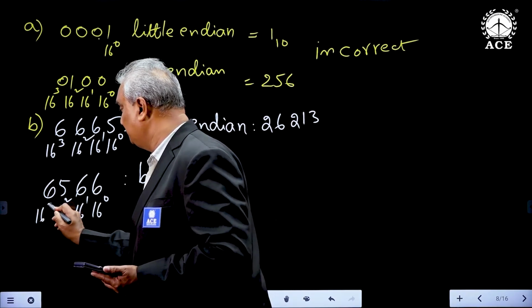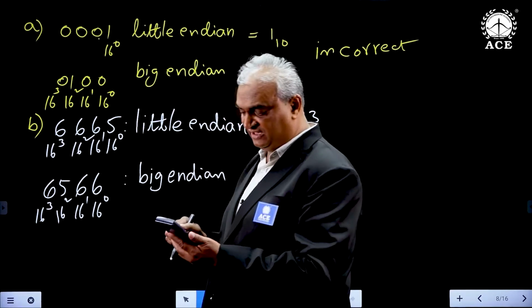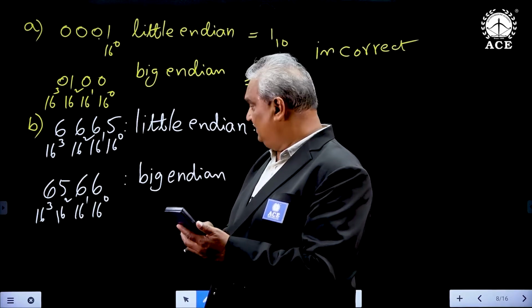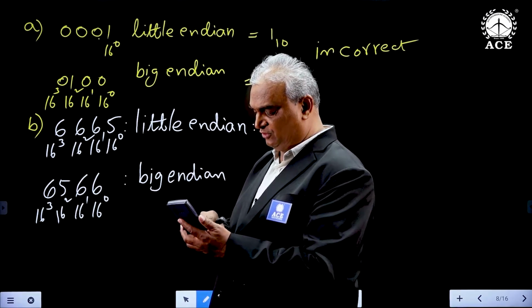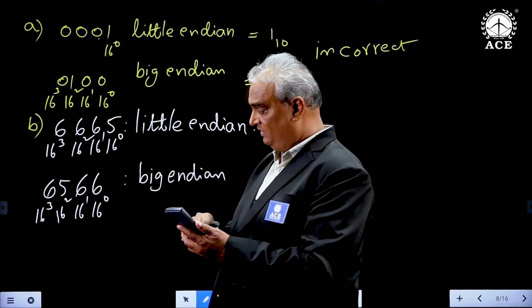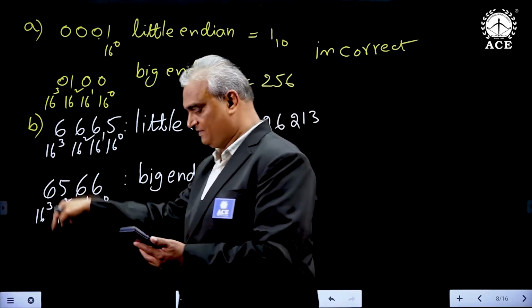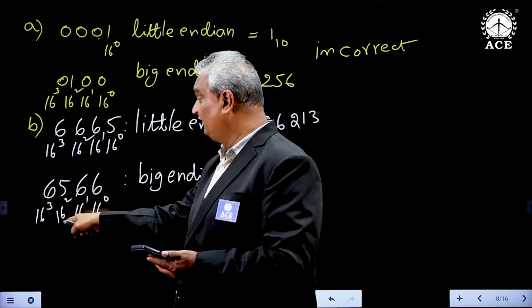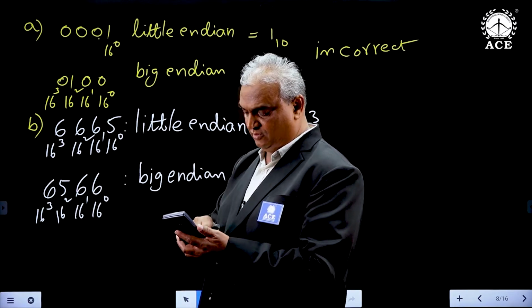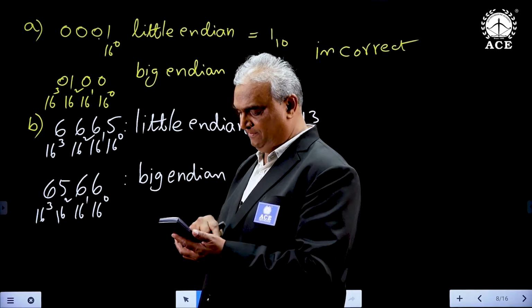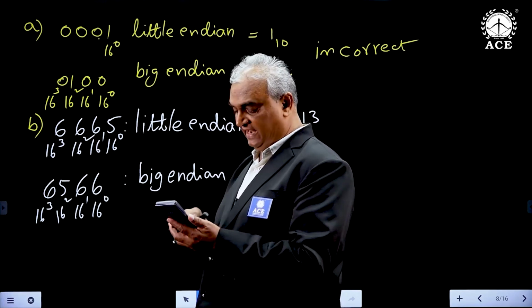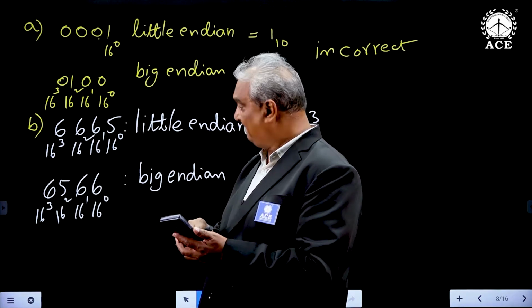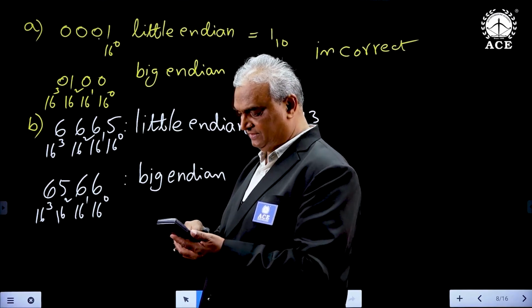Next, 16 cube. Again, find the decimal value for the same. 16 cube means 4096 into 6 plus 16 square means 256 into 5, plus 96 plus 6.